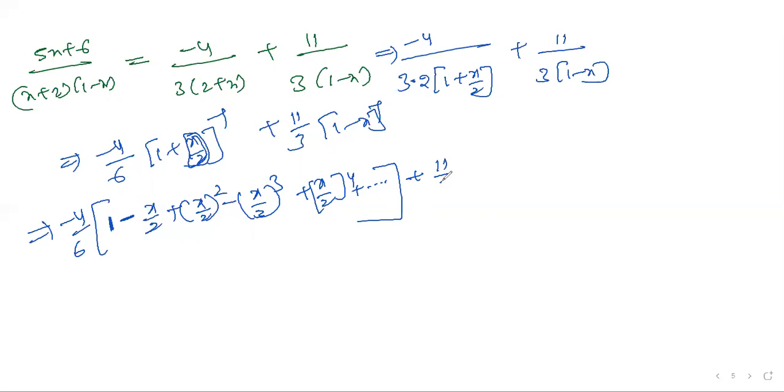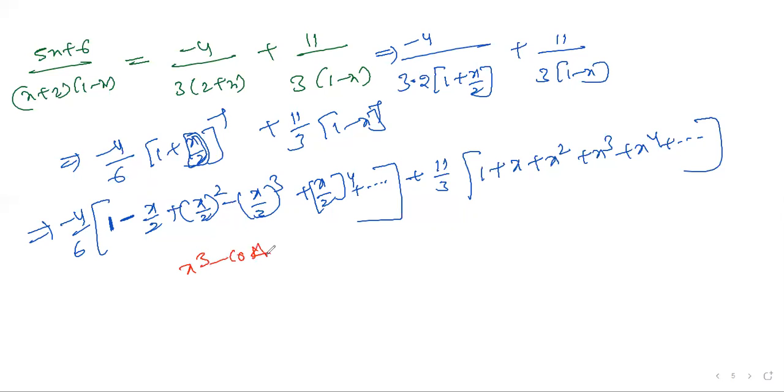Next 11 by 3. What is the formula? 1 minus x whole inverse equals 1 plus x plus x square plus x cube plus x power 4, all plus. I'm stopping here only because x cube is enough for me. Till this clear? Any doubt? Clear. Okay. After this, what do you people have to do? You want the x cube coefficient. They want only the x cube coefficient. X cube will come in this expansion here and in this expansion here also. Clear?